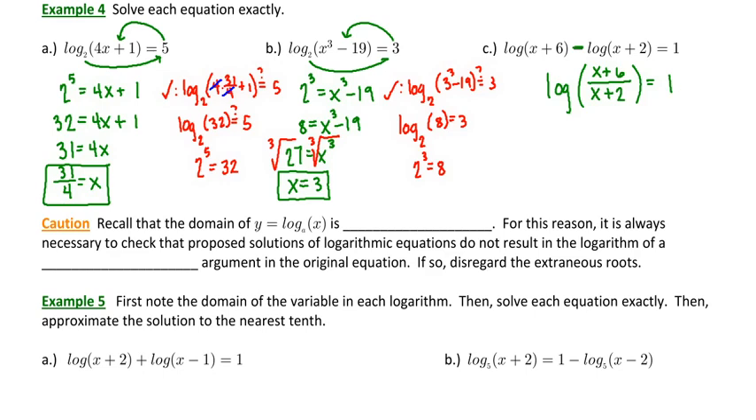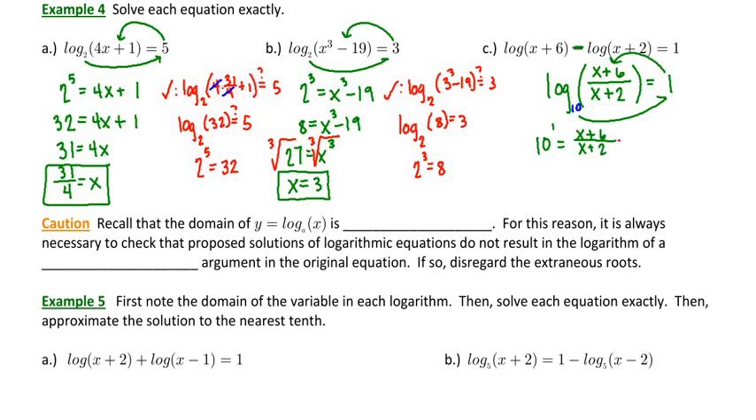And so we have log of x plus 6 over x plus 2 equals 1. Now we're ready to convert to exponential form. But to do so, we have to recognize the base of this logarithm. Remember, if the base is not written and it's a log, we assume that it's the common base 10. So we can convert this into exponential form as 10 to the first power equals the argument, x plus 6 over x plus 2.